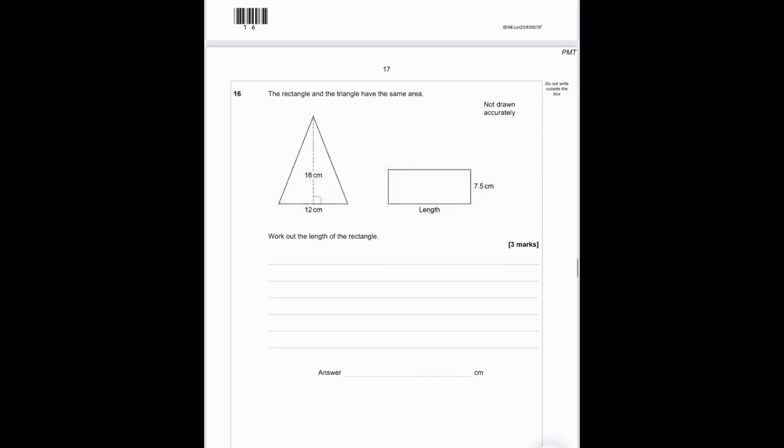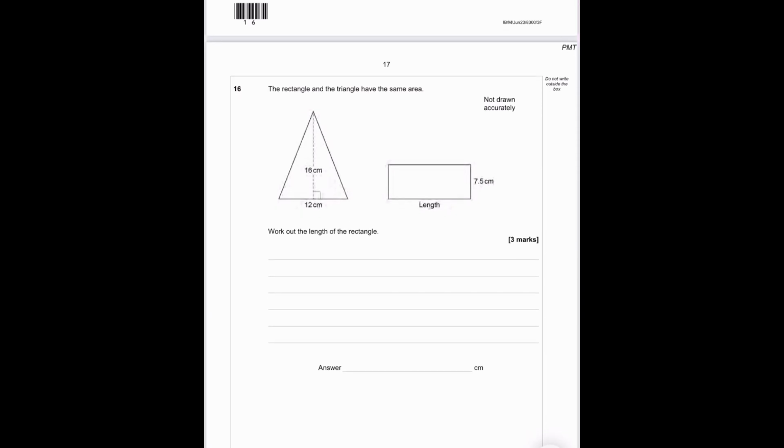The rectangle and the triangle have the same area. So to find the area of a triangle, it's base times height divided by 2. So 12 times 16 divided by 2 gives me the answer of 96. Now that means the area of the rectangle is also 96, and we know length times height would give us 96. So L times 7.5 gives us 96. So the length would equal 96 divided by 7.5, which is 12.8 centimetres.